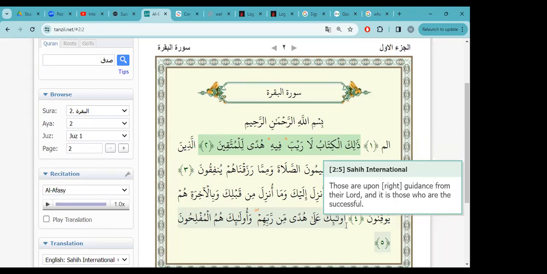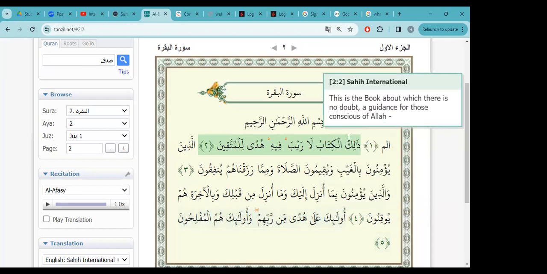If we look at the meaning, we have the Sahih International version: Those are upon right guidance from their Lord. This is the book about which there is no doubt. So la raib means no doubt. So it's not a negative command. That was consistent, so well done. So this would be now la raib.